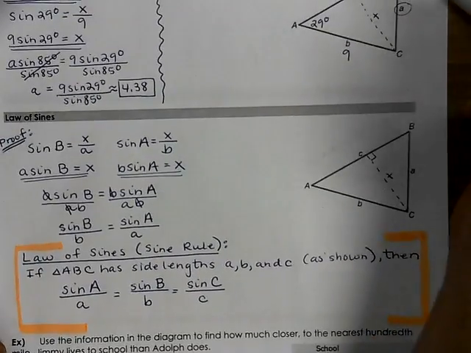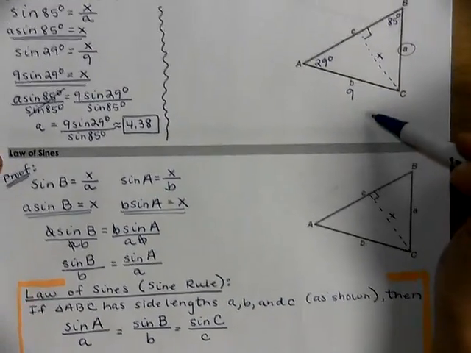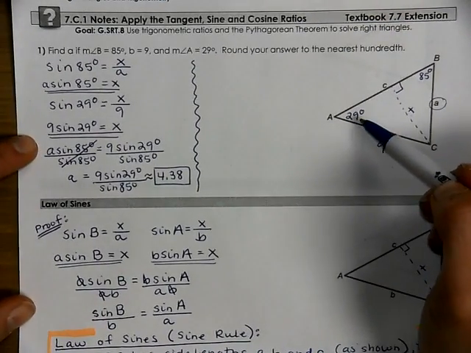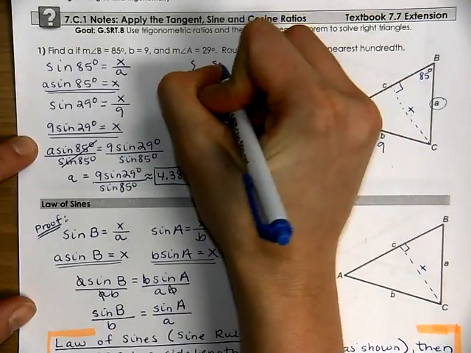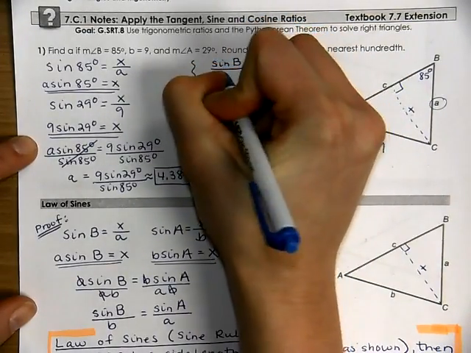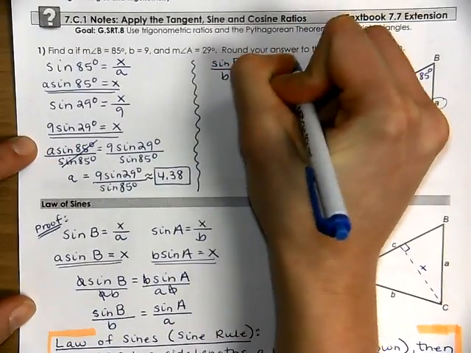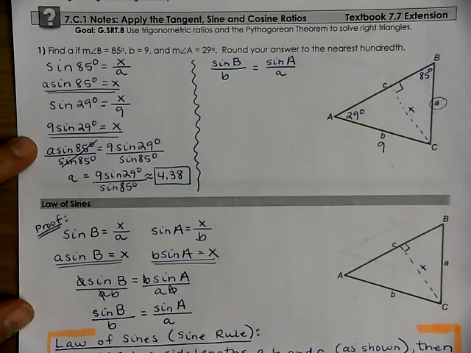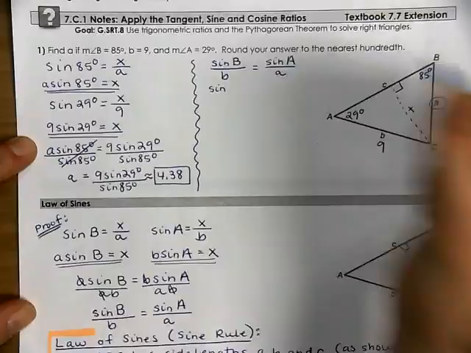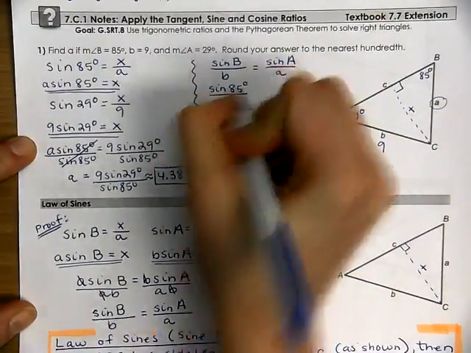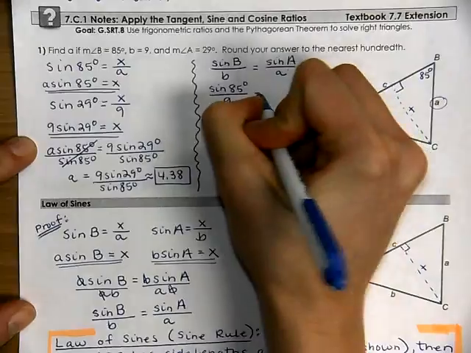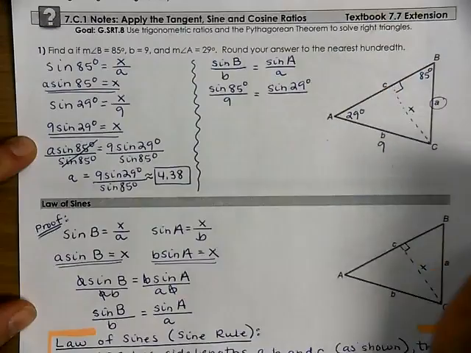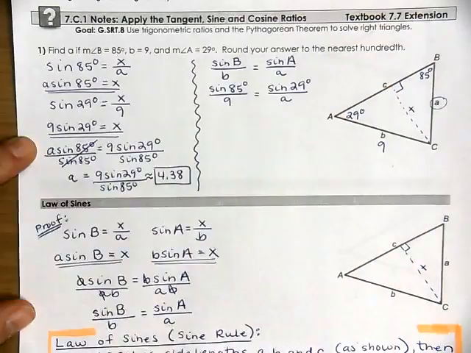Now when I look at this, I'm given the measure of angle B and side length b. I want to find side length a, and I'm given the measure of angle A. So if I use sine of angle B over little b equals sine of angle A over side length a, and substitute in, we're going to see that we'll get the exact same thing. So we have sine of 85 degrees divided by 9 is equal to sine of 29 degrees divided by a.